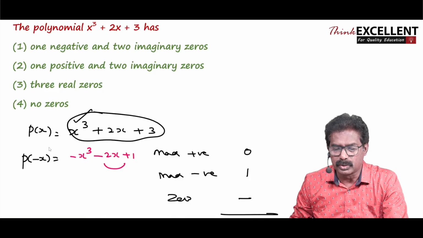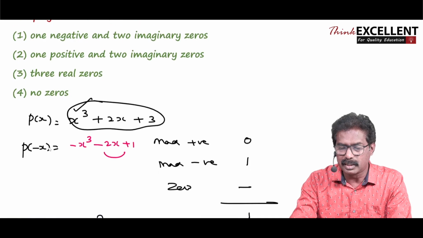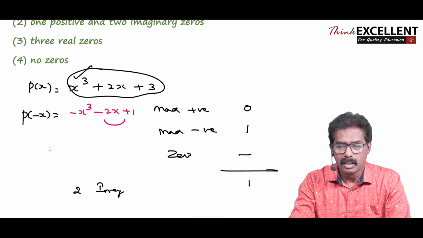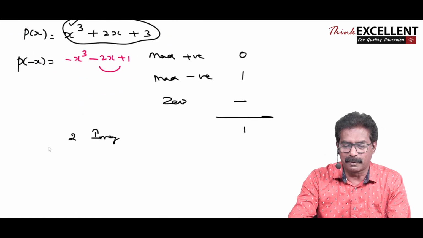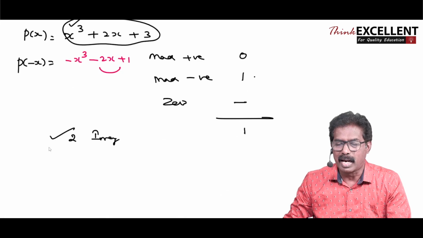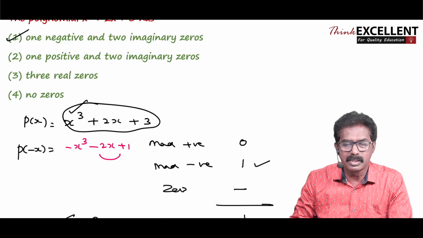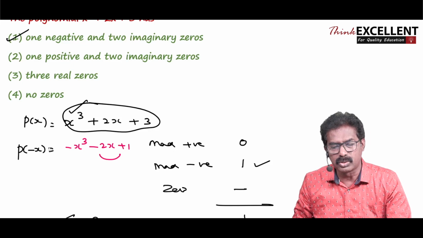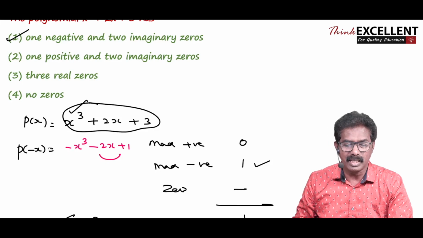1 negative and 2 imaginary. Maximum number of negative roots is 1 and 2 imaginary roots, right? Yes, you are getting 2 imaginary roots and 1 negative root. So that is the correct answer. Now look at the other options also, why they are false. 1 positive, no. 3 real zeros, no. There is only 1 real zero. No zeros, no. So the first one is the right answer.